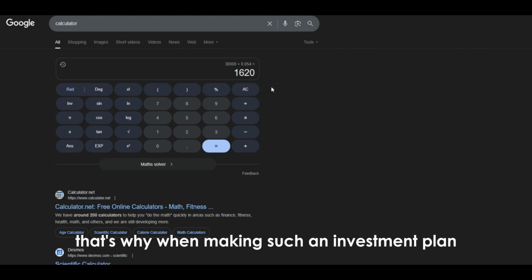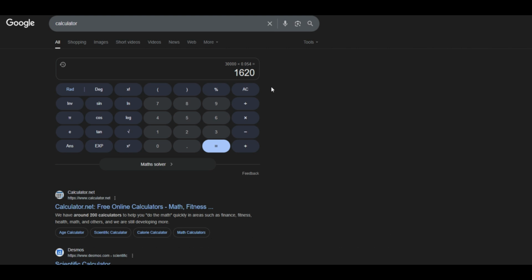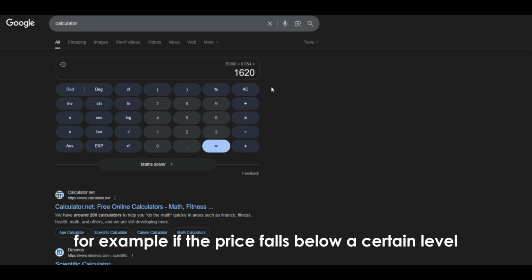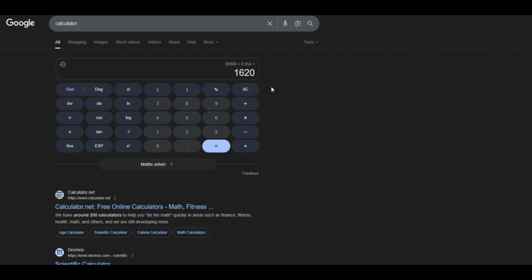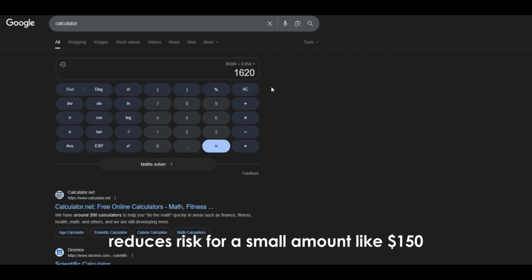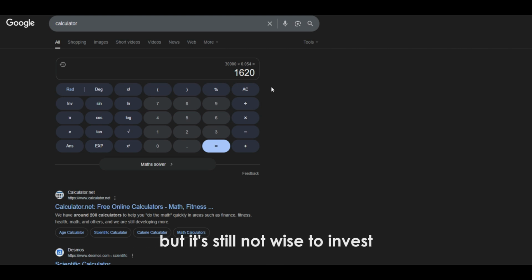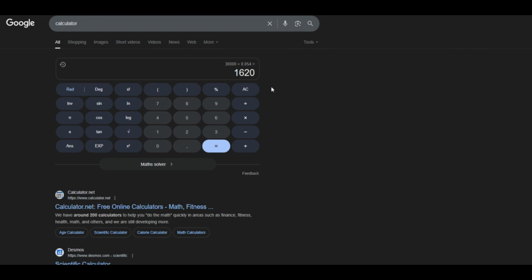That's why when making such an investment plan, it's necessary to set stop-loss levels. For example, if the price falls below a certain level, an exit can be made to limit losses. Also, in these types of investments, diversifying rather than tying up all capital in a single asset reduces risk. For a small amount like $150, this may not seem very critical, but it's still not wise to invest a large portion of your total investment budget in such high-risk assets.